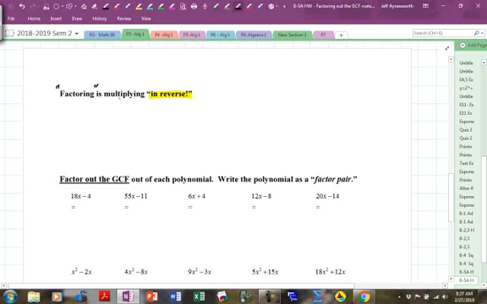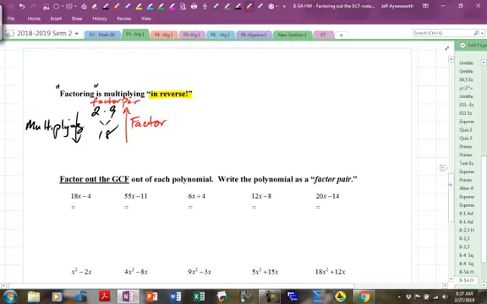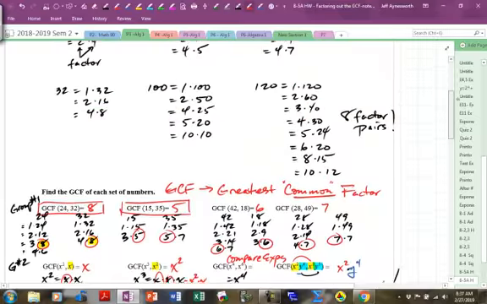Let's suppose I ask you to take 2 times 9. Obviously, if you multiply those two together, you get 18. That's called multiplying. Nothing new. Now, when you reverse that process and go backwards, and I say, hey, factor 18, you say 2 times 9. So factoring is multiplying in reverse. It's going backwards. Given a number, write it as a product of two factors, which is called a factor pair. We just did that in the very beginning when we talked about factor pairs.